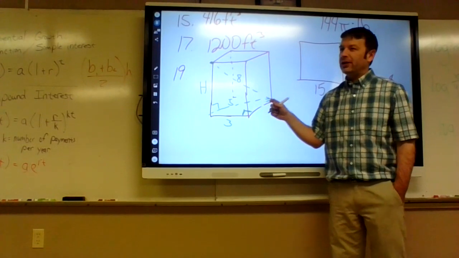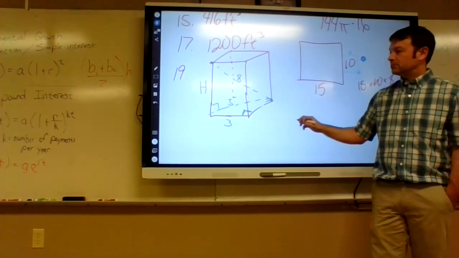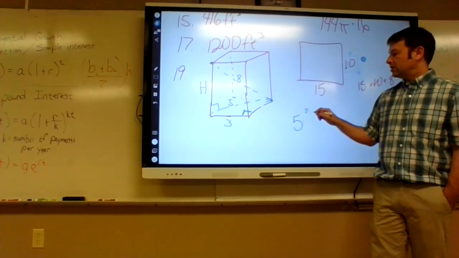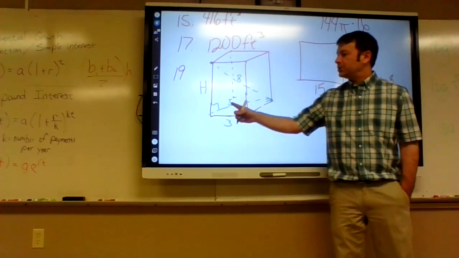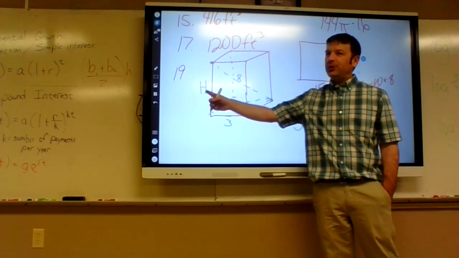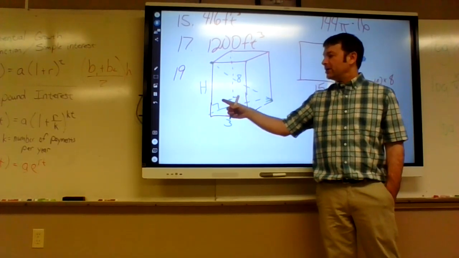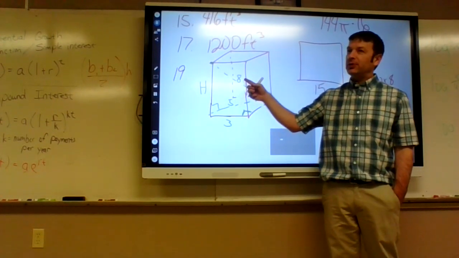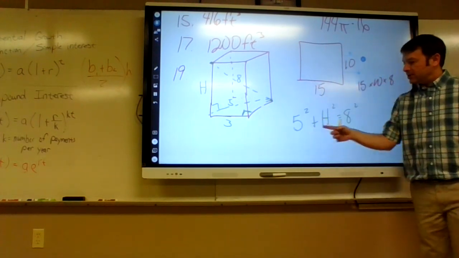Side times side. No, that's area. 5 squared plus x squared equals 8 squared. 5 squared is 25. 8 squared is 64. Okay, so hold on. 5 squared plus h squared equals 8 squared. Probably done that 100 times this year. The two legs squared add up to the hypotenuse squared, right? You guys see the right triangle? Anyway, this is our formula.